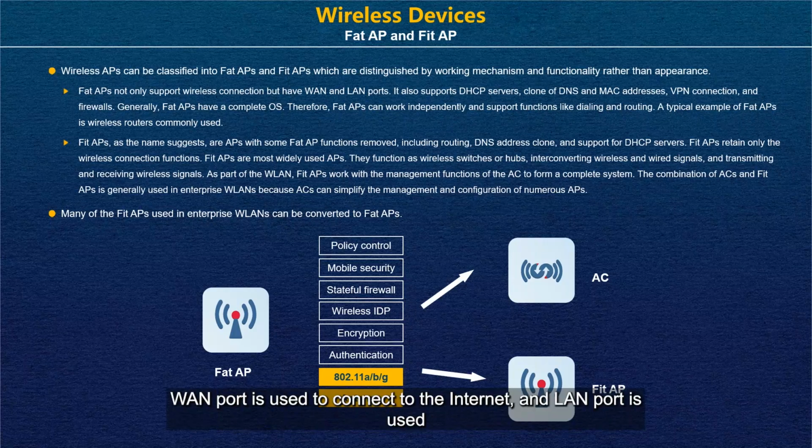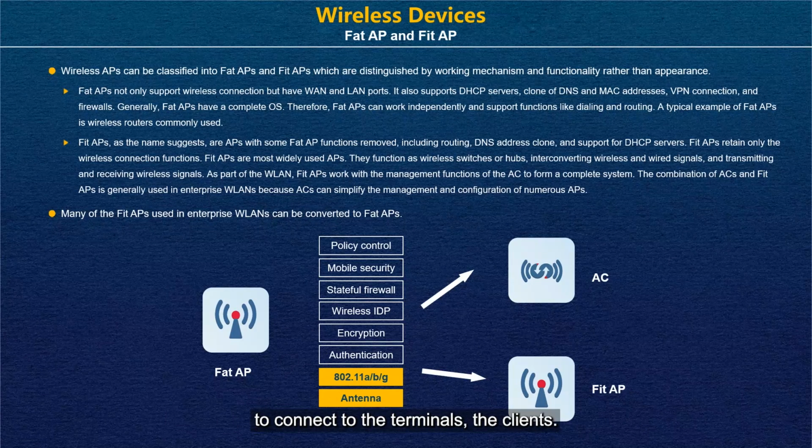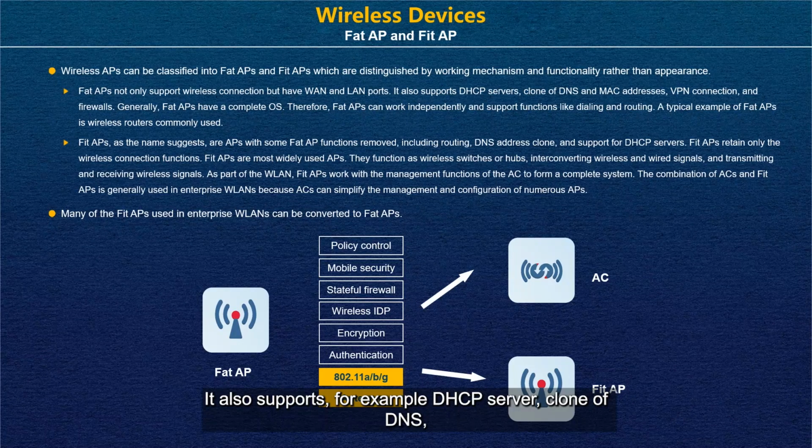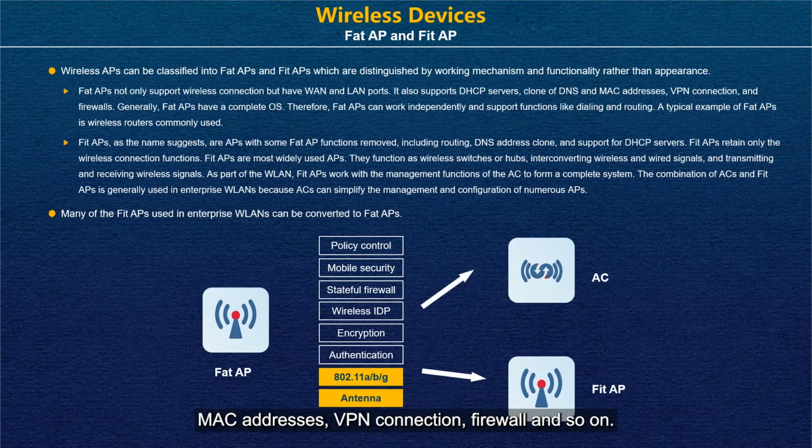It not only supports wireless connection, but also has WAN and LAN ports. WAN ports are used to connect to the internet, right? And LAN ports are used to connect to the terminals, the clients. It also supports, for example, DHCP server, DNS clone, MAC addresses, VPN connection, firewalls, and so on.